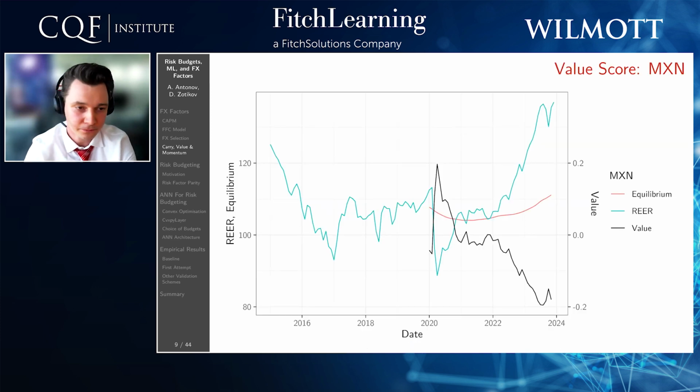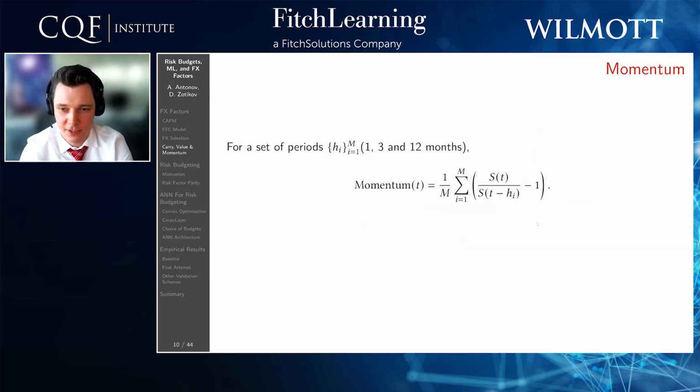So this is value. Note how on the left axis we're having both the real effective exchange rate and the equilibrium. So we are seeing that closer to the end of the period, we are having equilibrium below the real effective exchange rate, and that's why the value is going down. So this illustrates the score that we obtain for all the currencies again.